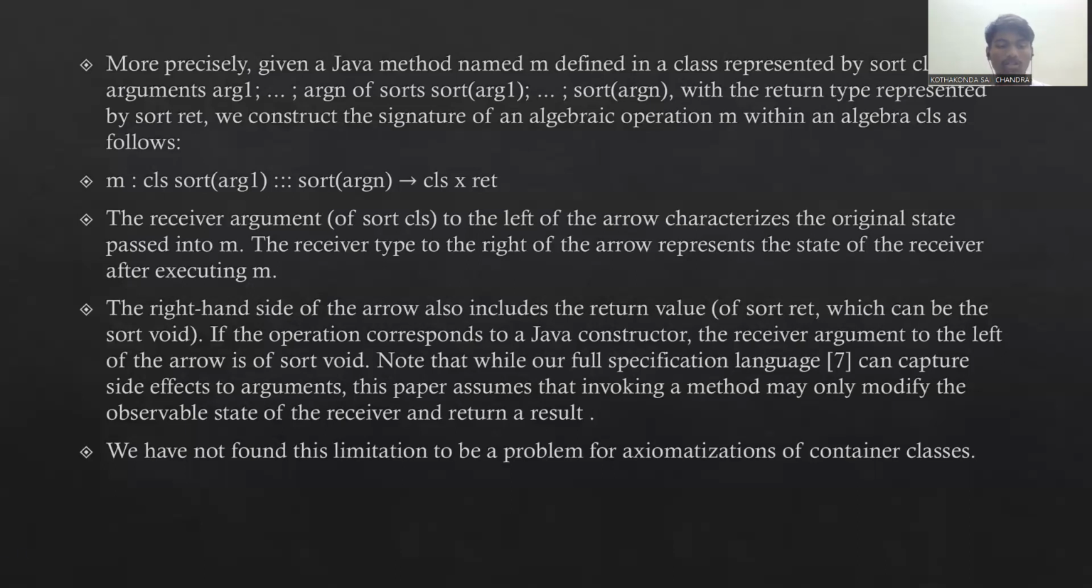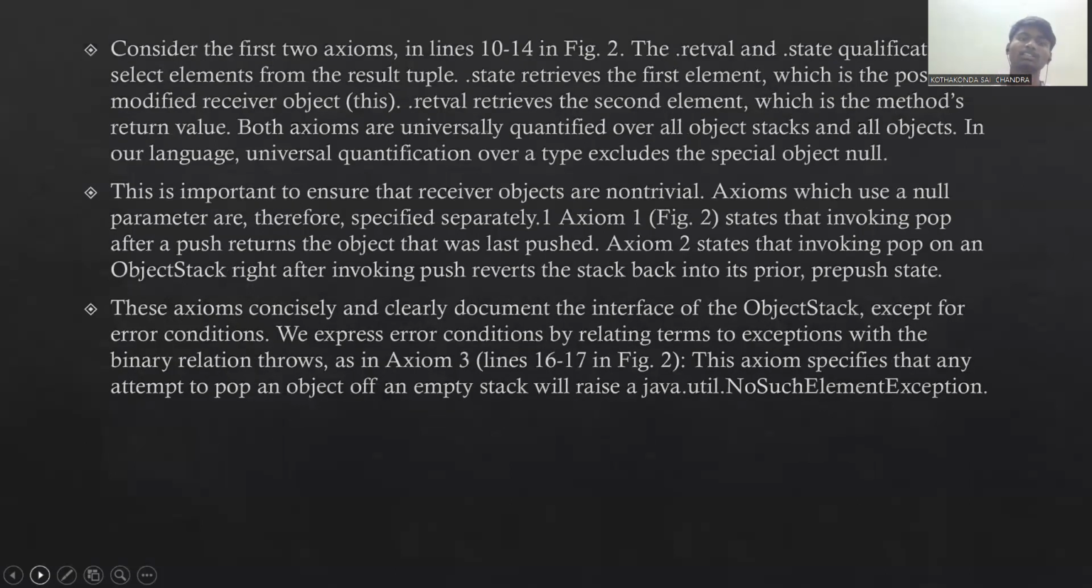So this is a discussion about Figure 2, which shows the axioms and the sorts, which are classified into two types. And next slide, consider the first two axioms in this line. In these lines, in Figure 2, the dot retrieval and the dot state qualifications select elements from the result tuple. Dot state retrieves the first element, which is the possibly modified receiver object, and dot retrieval retrieves the second element, which is the method's return value.